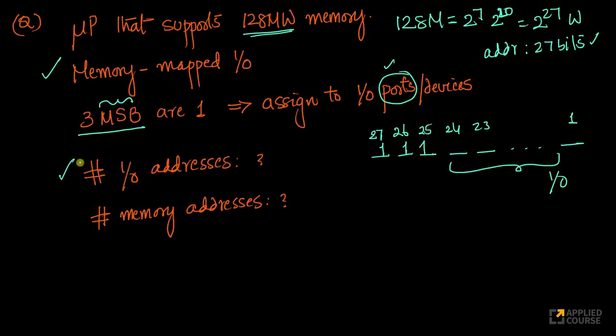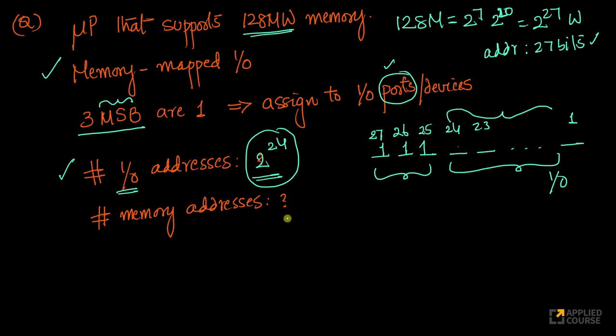Now the question here is, how many IO addresses do we have and how many memory addresses do we have? Very simple question. So if all 3 of them are set to 1, how many IO addresses are there? You still have 24 bits left. In 24 bits, you can have 2 power 24 addresses. So the total number of IO addresses is 2 power 24. You can connect 2 power 24 IO devices to this system.